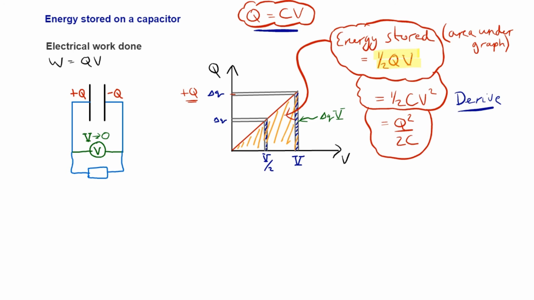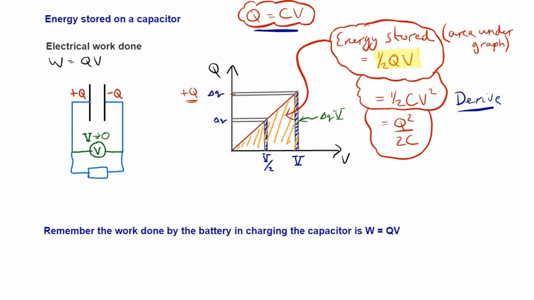Let's have a quick look at that last mystery: the work done by the battery to charge a capacitor is QV, because the battery supplies a potential difference or EMF of V, and all the charge that goes through the battery is moved through that EMF. So the work done charging the capacitor is QV, but the energy stored is only a half QV. So the question is, where did the other half of the energy go? That's a good question.